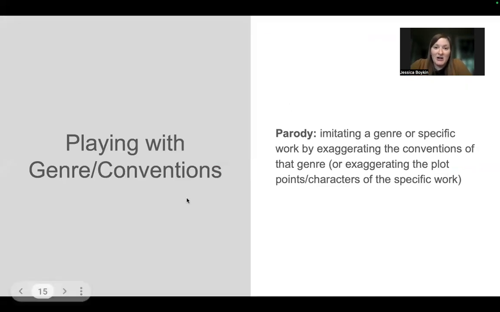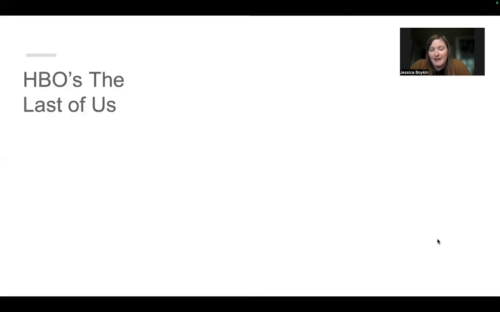Okay, I'm not going to talk about the rest of this slideshow much. I just want to tell you that one of the ways that is really helpful for figuring out what the conventions are of a genre is to look at parody. Okay, and so I have several examples of this. I'll just move through this really quickly.